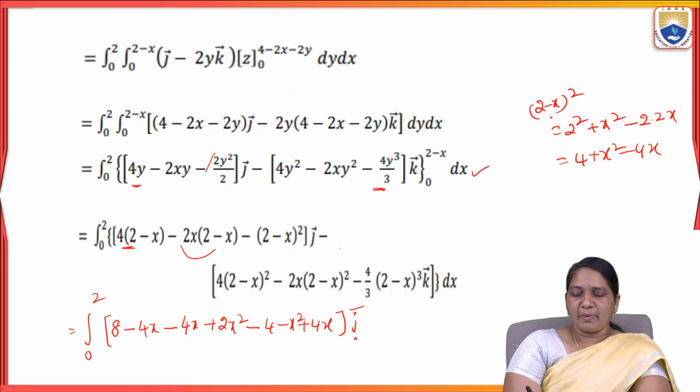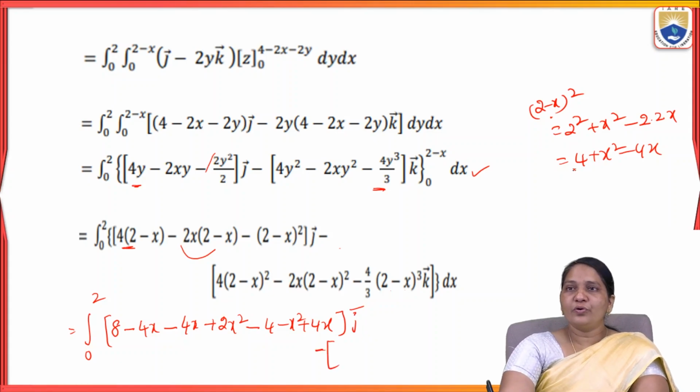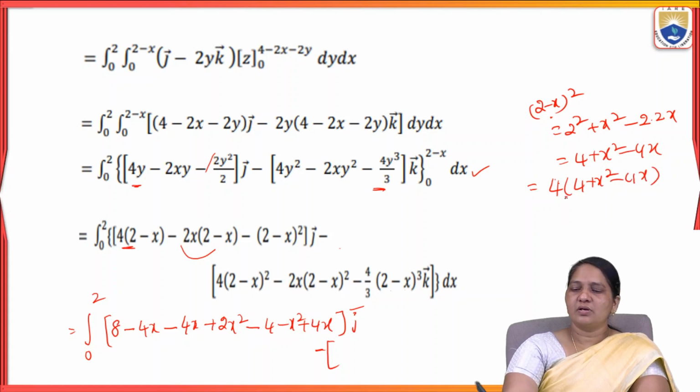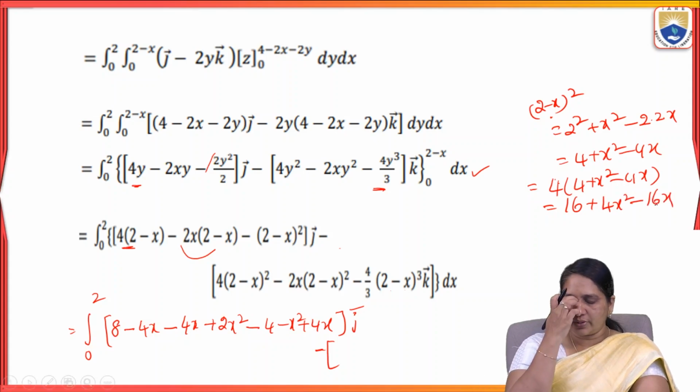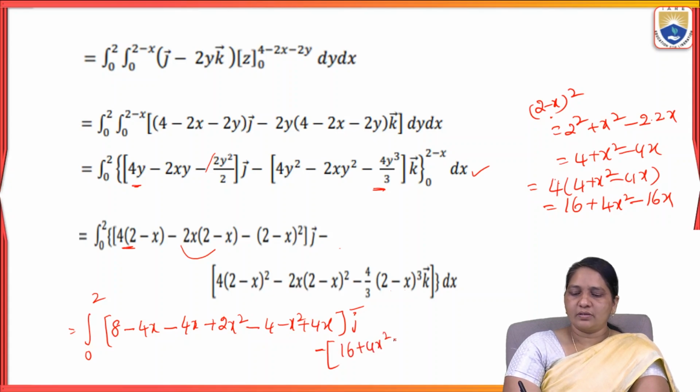Now minus here 4 into 2 minus x whole square value. So 4 4s are 4 into 4 plus x square minus 4x. What is this value? 16 plus 4x square minus 16x. That is all we are writing here. So 16 plus 4x square minus 16x.